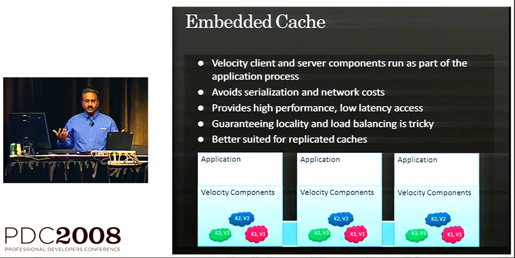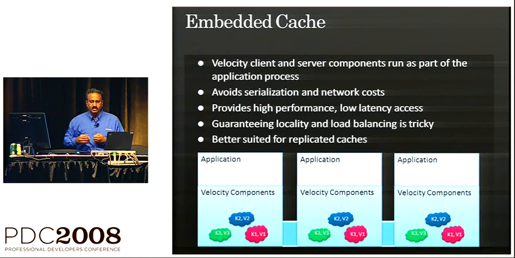There are some benefits, but there are also some tricky issues with this. It does avoid serialization and network costs in this scenario. It provides high performance, low latency, but guaranteeing locality and load balancing is tricky. Because it's a cache service and I'm an application, I put this object, it could go to any of the boxes. Now, if I put the cache service local to my application, if I put an object, I would like it to be there.